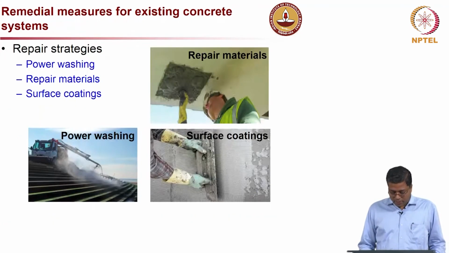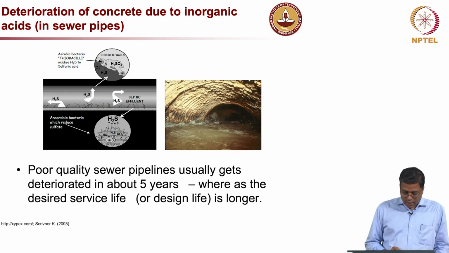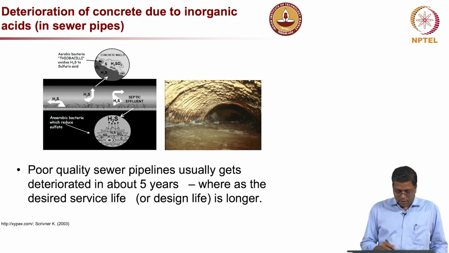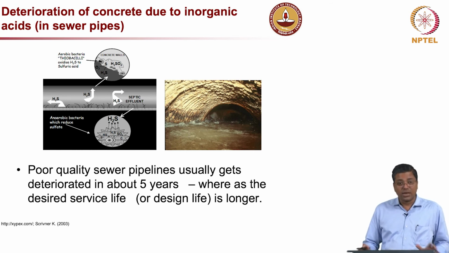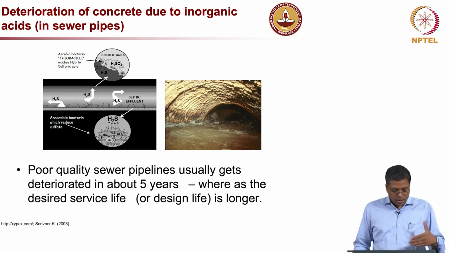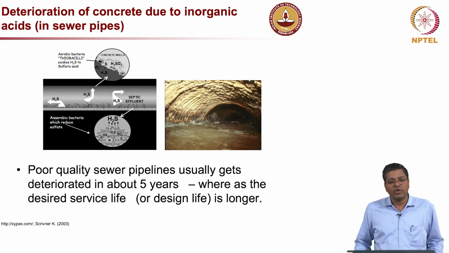So, this picture on the left side shows how this entire mechanism, this sulphate attack mechanism, works in a pipeline. And the point here is that poor quality sewer pipelines usually get deteriorated in about 5 years. This is data from talking to various people in the industry; they say mostly they replace them or they get damaged in about 5 years, whereas the design life is about 20 years.